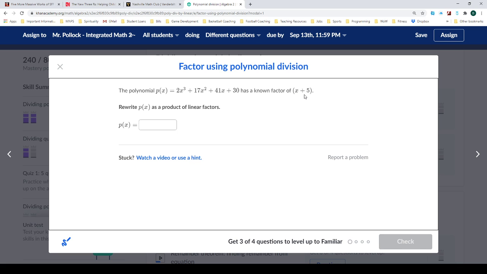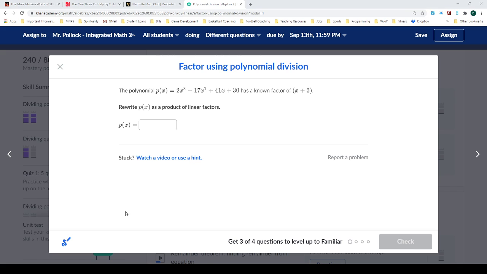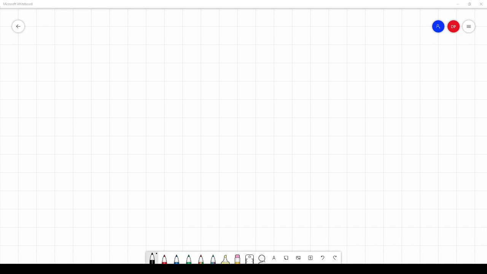So the key thing is that knowing that x plus 5 is a factor gives us a good starting point, because we can use polynomial long division to find what's left over after we take that x plus 5 out. Okay, so I'm going to go ahead and copy this onto my whiteboard. Oops, I hit a wrong button. Apologize. Okay.